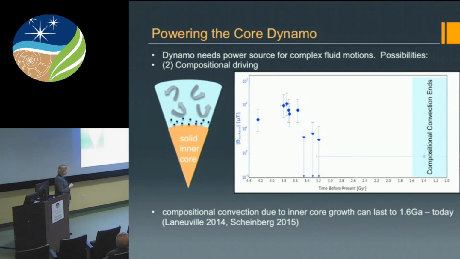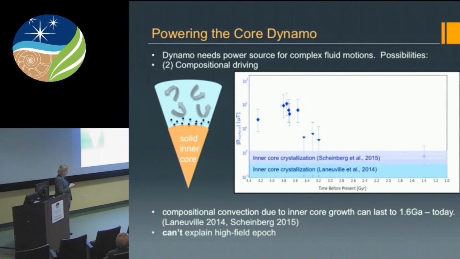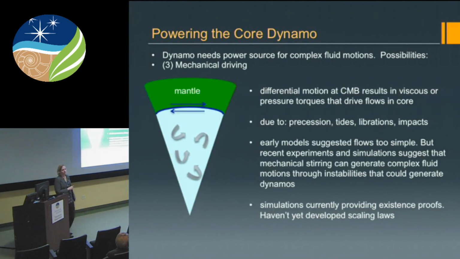Okay? But again, if you then estimate how strong the magnetic field would have been from this mechanism, you end up getting estimates down here. So these are from 2 different studies with slightly different parameter values, but basically you can't get much higher than about 1 microtesla field strength at the lunar surface. Okay? So again, it's a challenge to explain the high field epoch points, but it could possibly explain the low field epoch points.